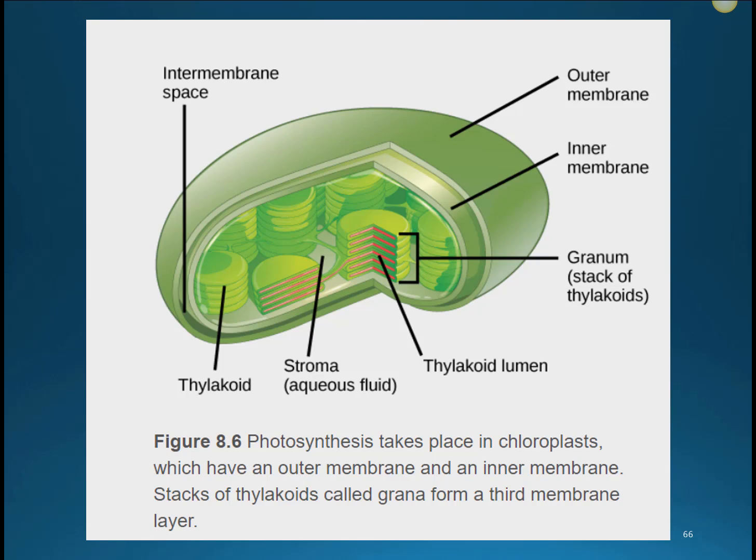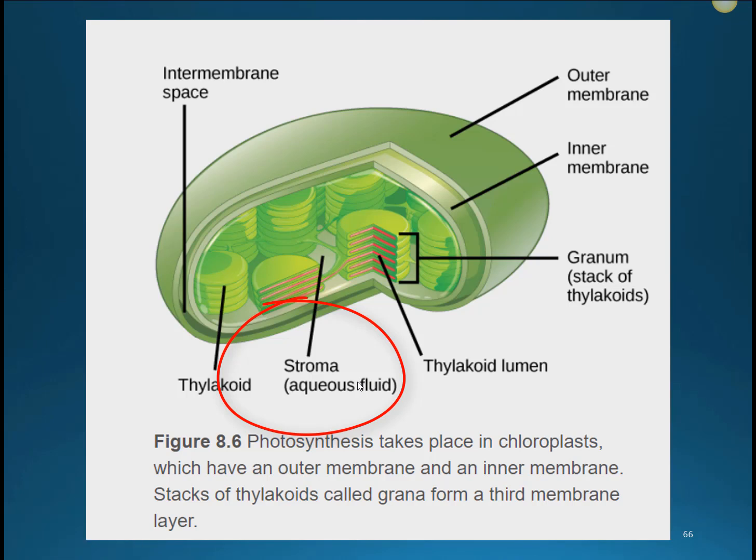And if you can remember, inside the chloroplast, which is made of an outer membrane and an inner membrane, are these pancake-like structures called thylakoids. And these thylakoids are stacked on top of one another, just like pancakes, to make a granum. And the grana form a third membrane layer. The fluid-filled layer, the aqueous fluid, is called the stroma.